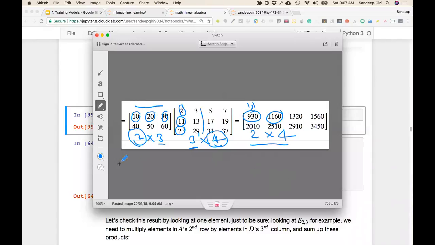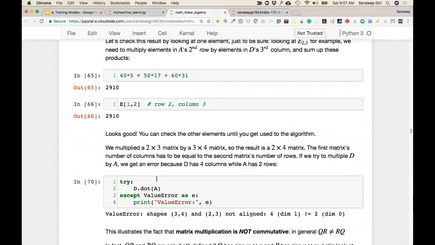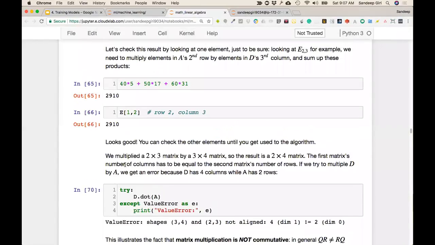All right, wonderful. So this is basically the matrix multiplication.